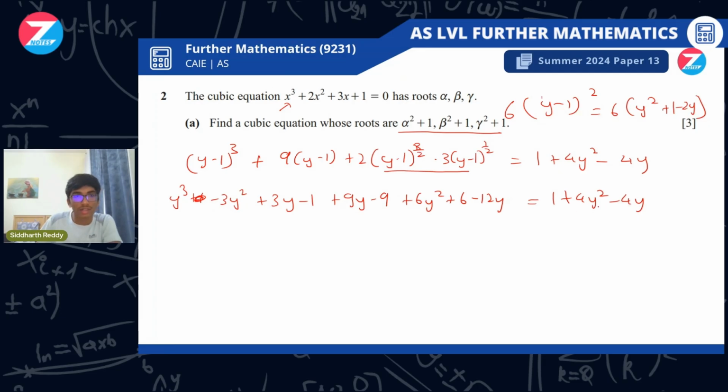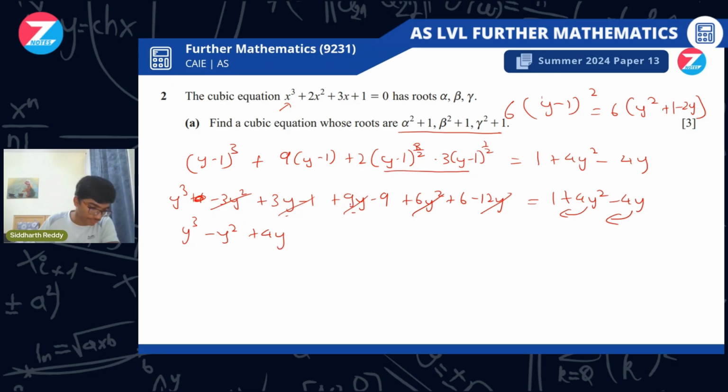And let's just rearrange all these terms. So I have the minus 3y square plus 6y square, so that's y cube plus 3y square. And when we bring this 4y square to the other side, it'll become minus y square. We have 3y plus 9y minus 12y. So 3 plus 9 is 12, and minus 12 will cancel out fully. But we have 4y here, so when we move this side, it'll become plus 4y.